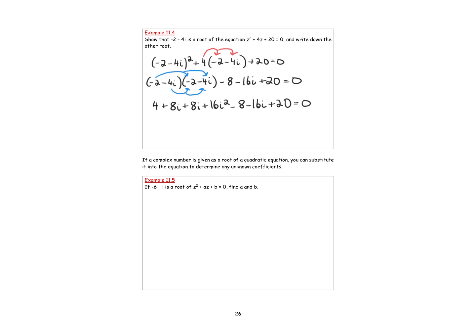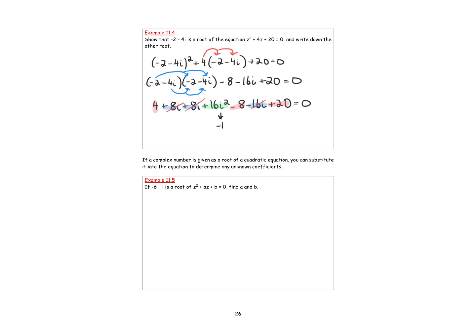Highlighting the like terms, first of all, we have 4 minus 8 plus 20. We have plus 8i minus 16i and plus 16i squared. Here we know that i squared is minus 1, so we will replace the i squared with minus 1. Next, plus 8i plus 8i is 16i, and minus 16i will give us 0i, so the i's cancel out. We'll then have 4 minus 8, which is minus 4, plus 20, which will give us 16.